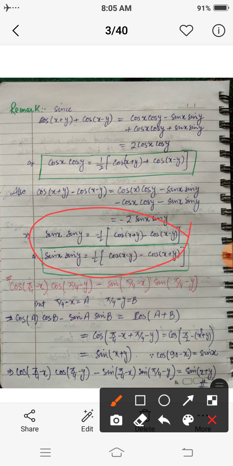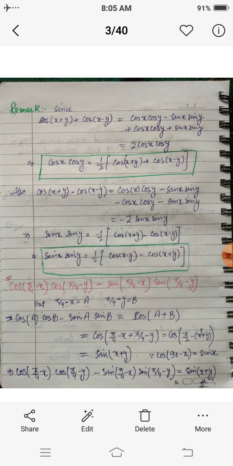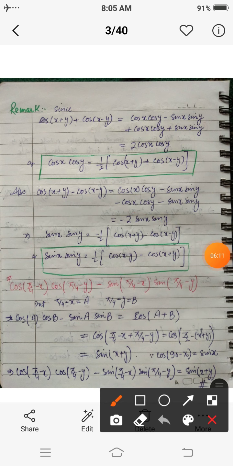Now we have to find the value of this trigonometric expression, which is cos(pi by 4 minus x) into cos(pi by 4 minus y) minus sin(pi by 4 minus x) into sin(pi by 4 minus y). Here, if we put pi by 4 minus x to be a and pi by 4 minus y to be b, this given expression becomes cos a cos b minus sin a sin b, which is simply cos(a plus b). So this whole expression simply becomes cos of a, which is pi by 4 minus x, plus b, which is pi by 4 minus y, that is pi by 4 minus x plus pi by 4 minus y.